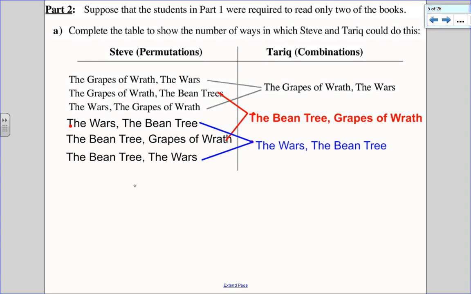So Steve has 6 different ways of reading 2 different books. And let's think about that with the fundamental counting principle. 3 choices for my first book, 2 choices for my second book is 6.